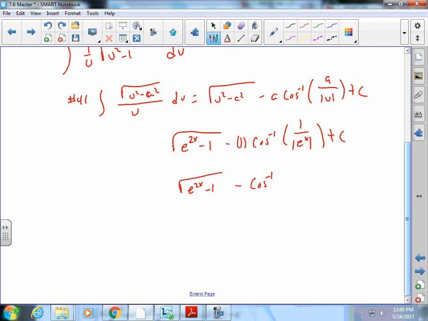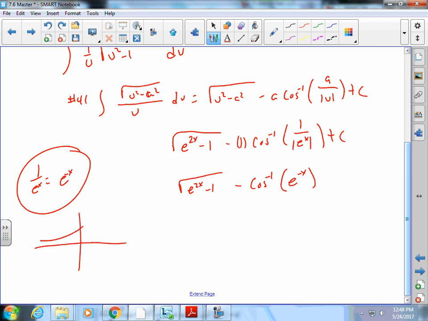Instead of e to the x, I can just write e to the minus x. Right? Because 1 over e to the x is equal to e to the minus x. So that's what I'm going to do. And since e to the x looks like this, it's a function that has a horizontal asymptote at 0, it's never less than 0, so I don't need the absolute value for that either.